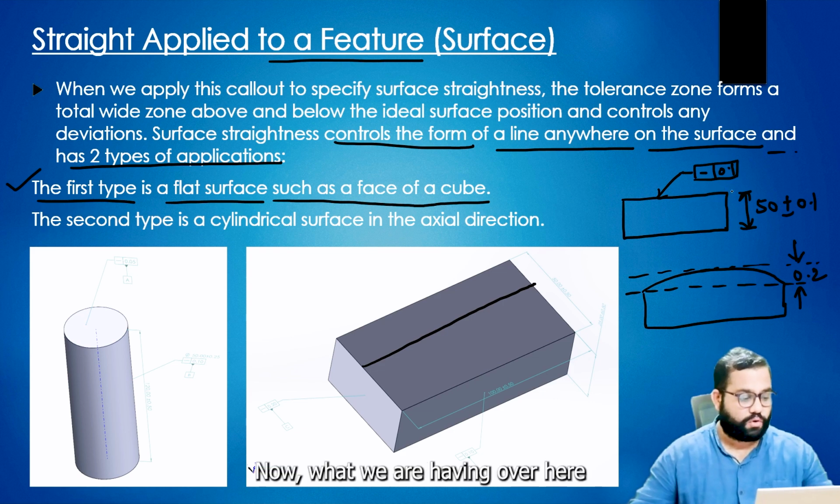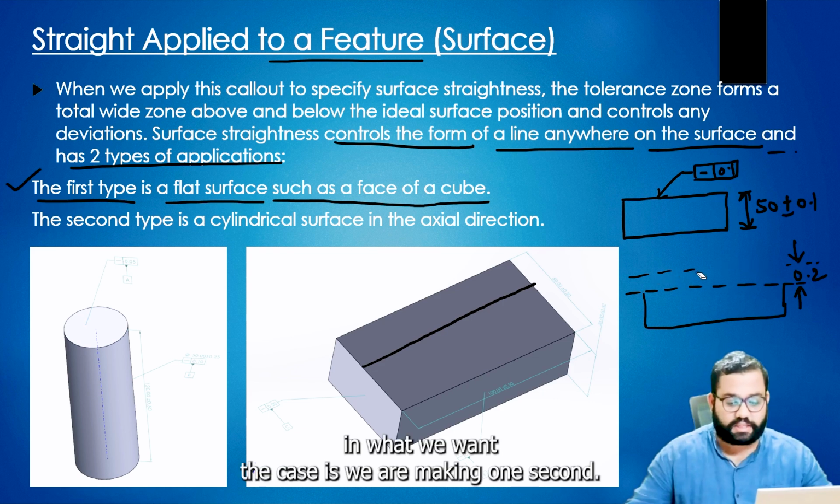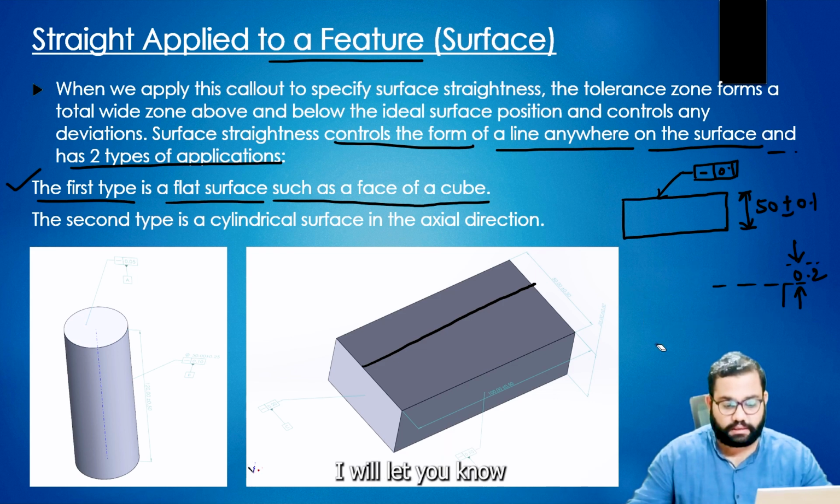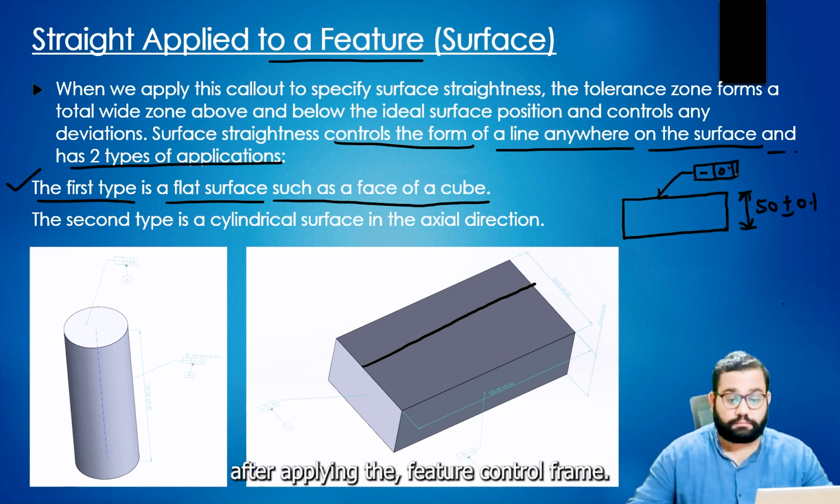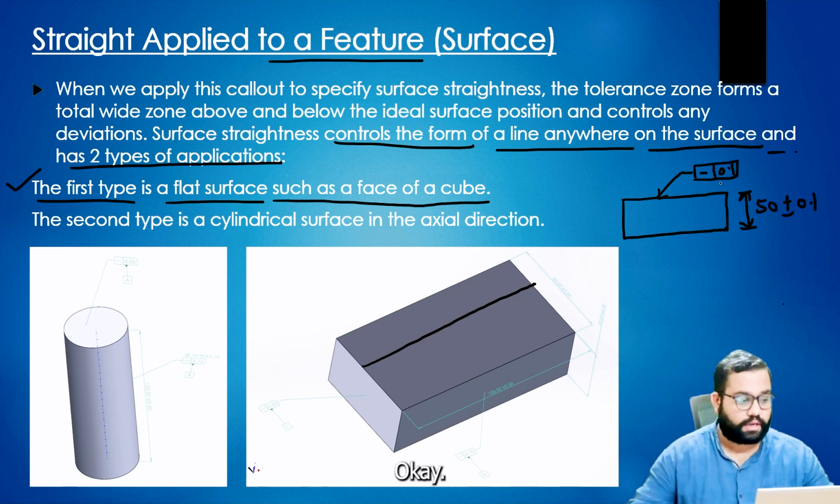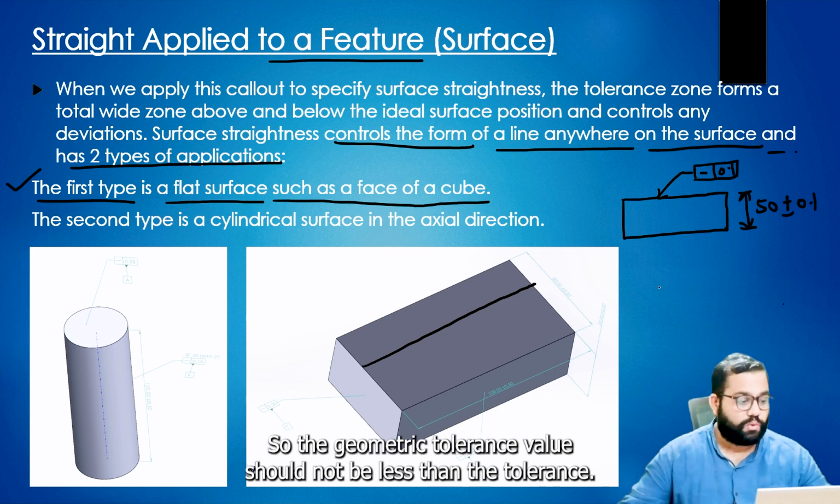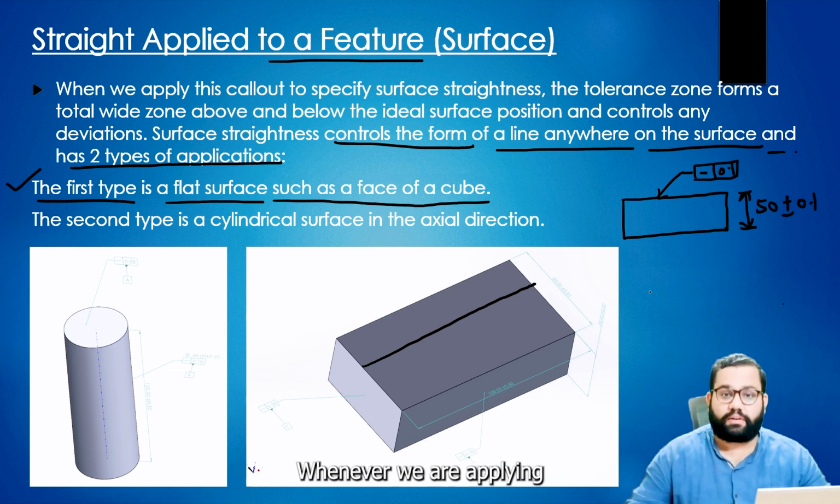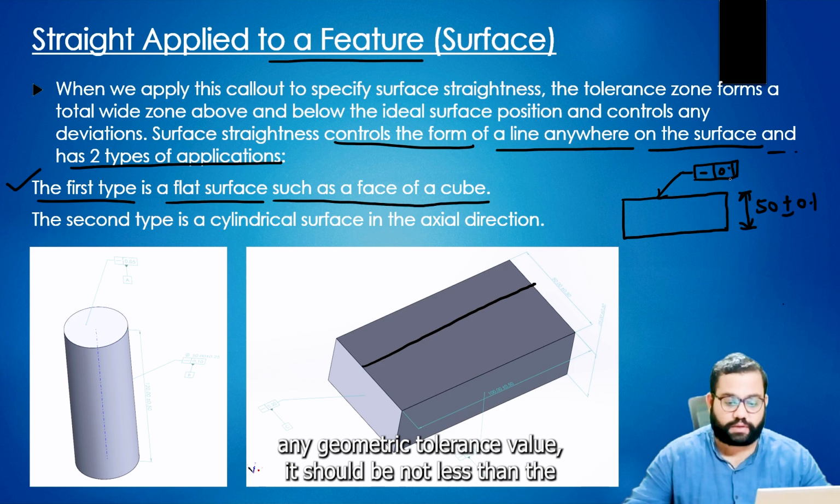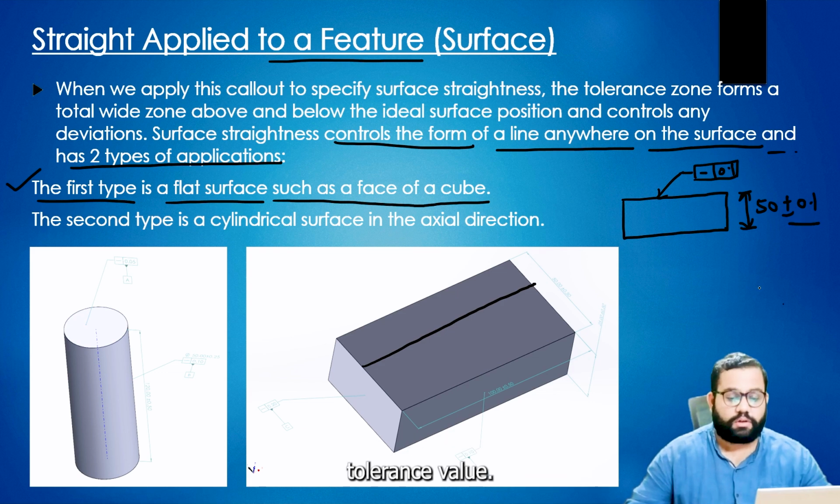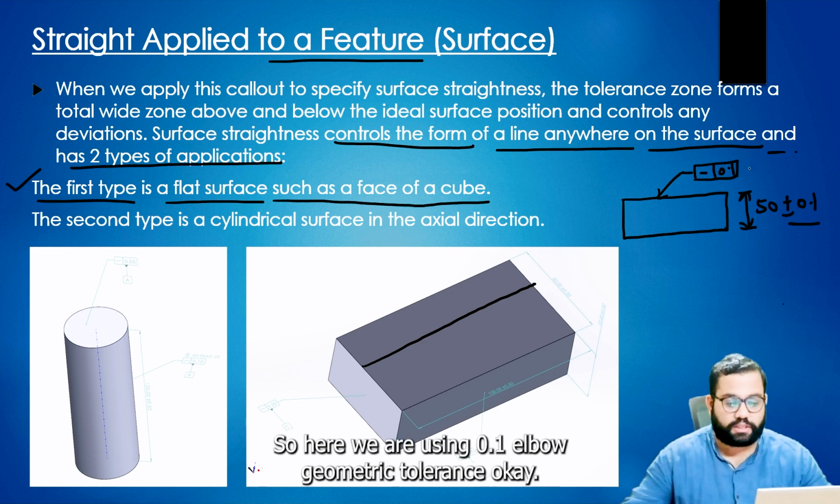Now, after applying the feature control frame, the geometric tolerance value should not be more than the size tolerance. Whenever we are applying any geometric tolerance value, it should not be larger than the tolerance value of the size dimension. Here the size tolerance is 0.2, and we are using 0.1 as the geometric tolerance.